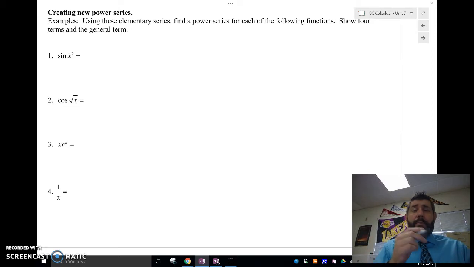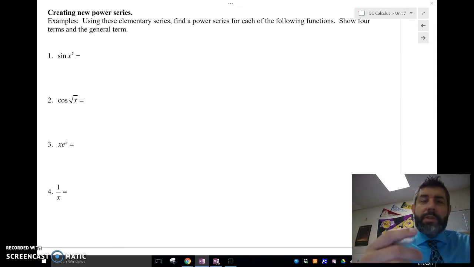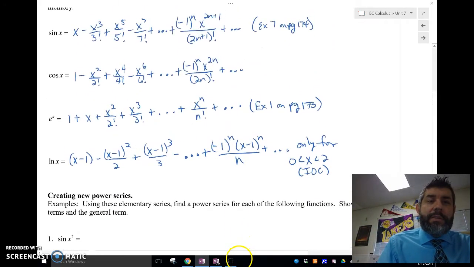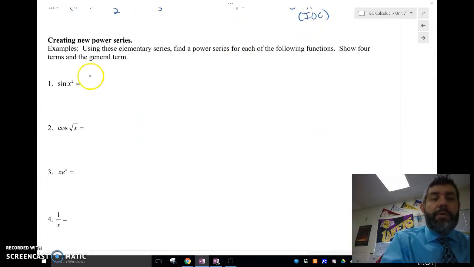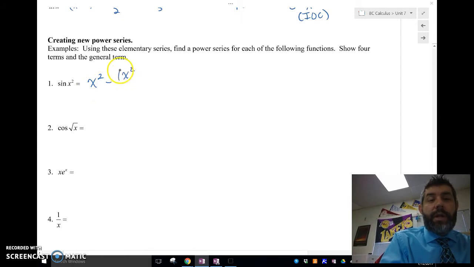Now, in the previous problems in previous sections, I said, hey, use example number blah, blah, blah to come up with sine of x squared. In this case, you have to do it from memory. So use the power series for sine of x to create a new power series for sine x squared. It's pretty simple. We're just going to go up here to sine x, this one right here, and plug in x squared everywhere that we see an x. And we're going to come up with our new power series, x squared minus x squared cubed.